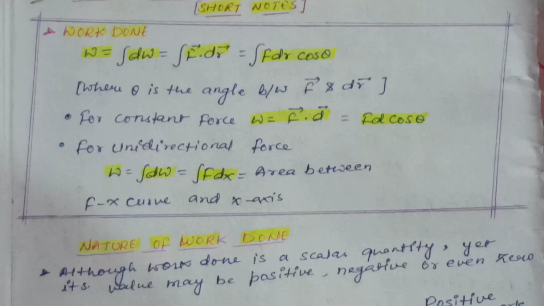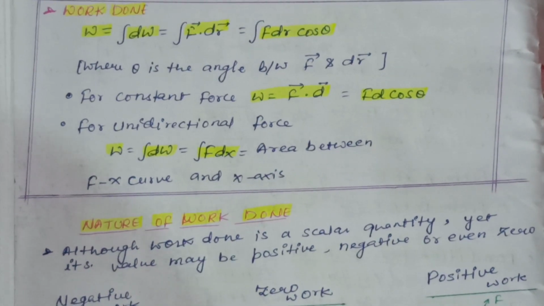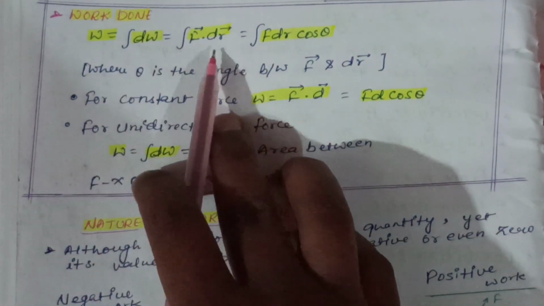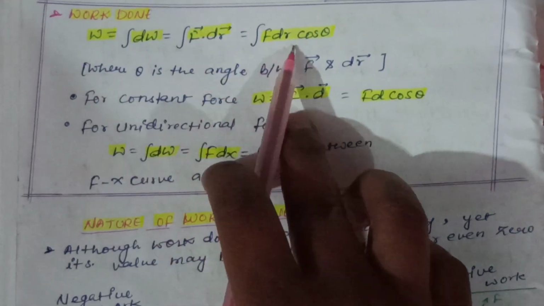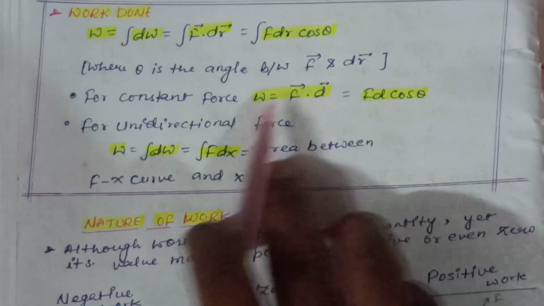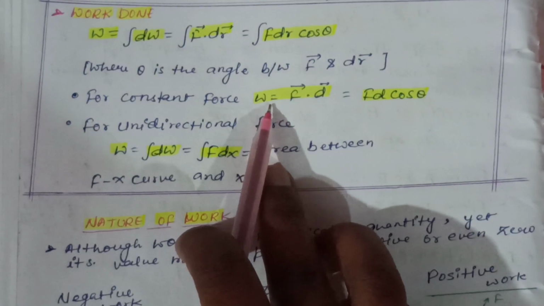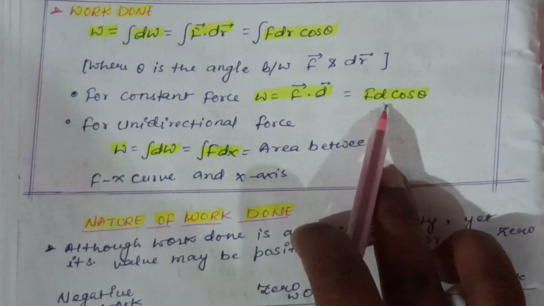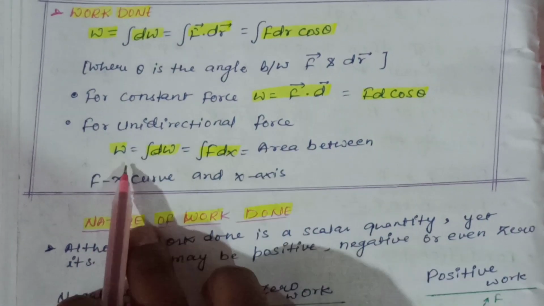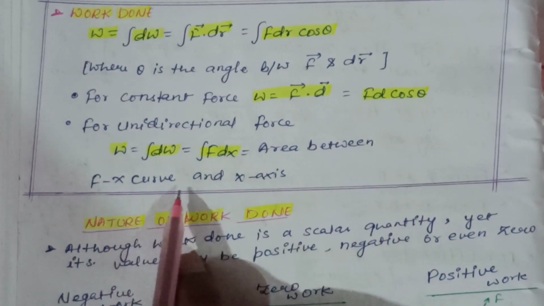Work done. W is equal to ∫dW, F dot dr, F dr cos theta, where theta is the angle between F and dr. For constant force, W is equal to F dot d, F d cos theta. For unidirectional force, W is equal to ∫dW, F dx, the area between the F-x curve and the x-axis.